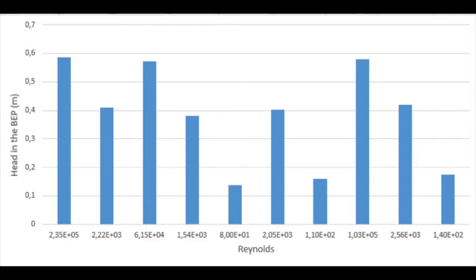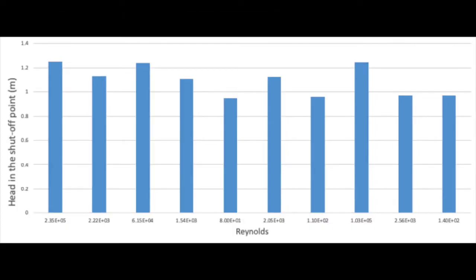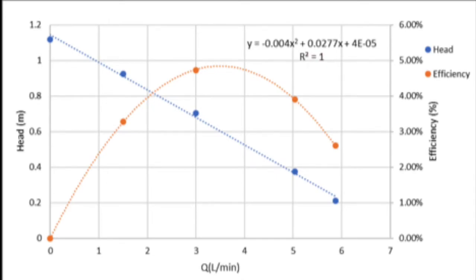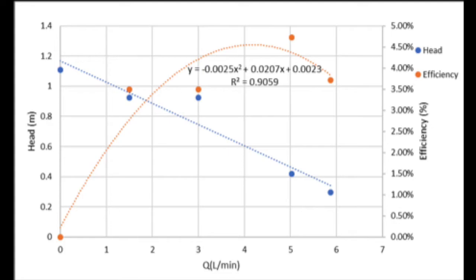Taking into account the BEP, it can be said that the maximum head attained by the pump is approximately 0.58. To calculate the head at the shutoff, we used the trendline of the head where it intercepted the y-axis. Also, we can appreciate that the fluids with low viscosity and high Reynolds number have a higher head. As we can appreciate in the graphs of fluids 1, 4, and 7, they behave as we expected because the efficiency grows up to the best efficiency point and the head decreases when the flow rate increases.